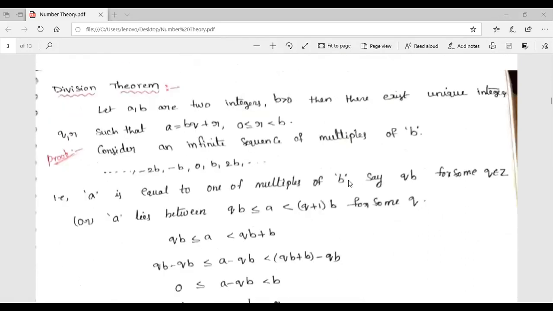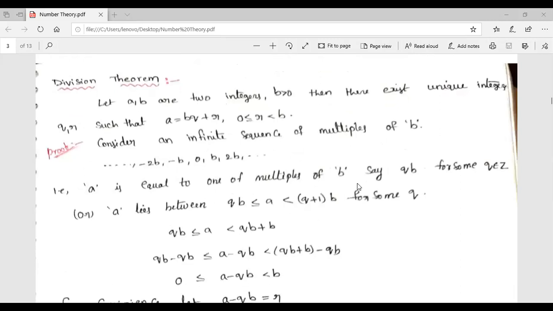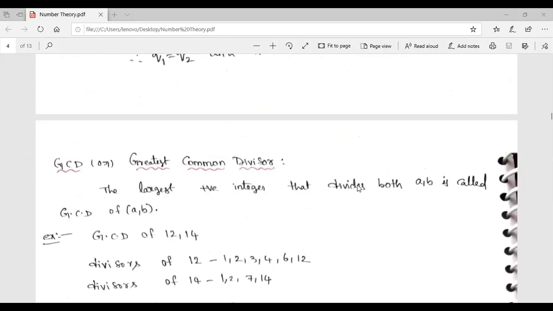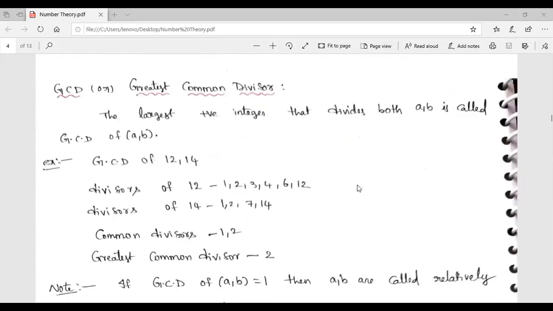So this is called the division theorem. So, next topic, GCD or greatest common divisor. The largest positive integer that divides both a, b is called the GCD of a, b.